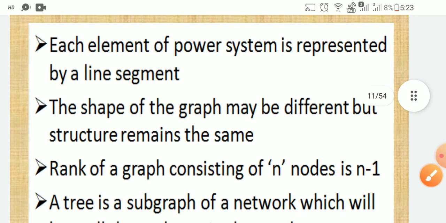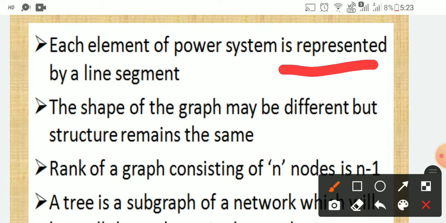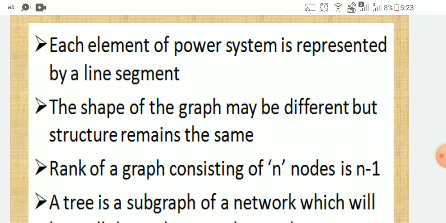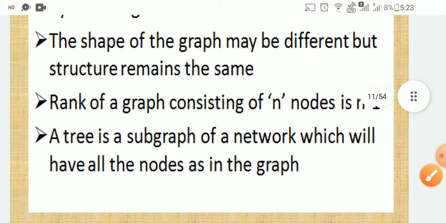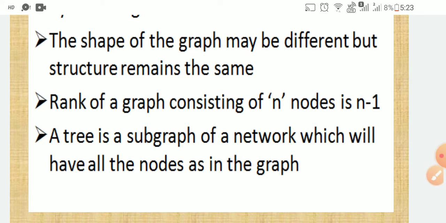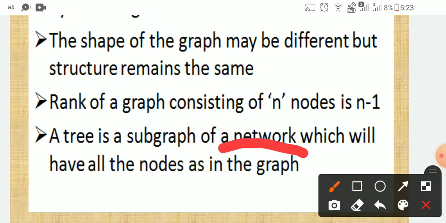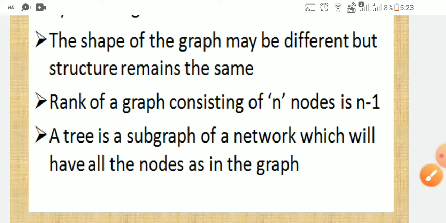Next, each element of the power system should be represented by a line segment. The shape of the graph may be different but sometimes the structure remains the same. The rank of a graph with n nodes is n minus 1, that is, the number of nodes minus 1. So what is a tree? A tree is a subgraph of the network which contains all the nodes of the graph.